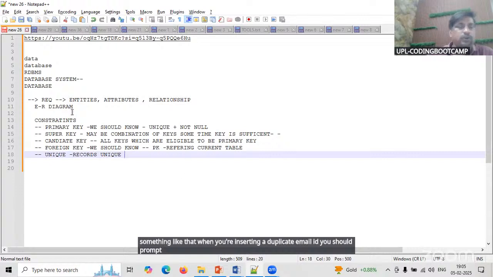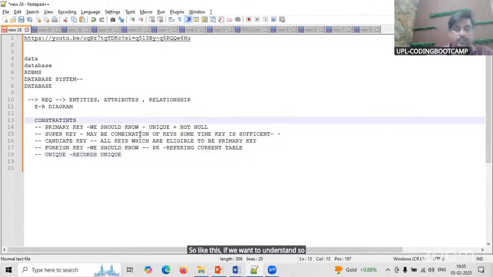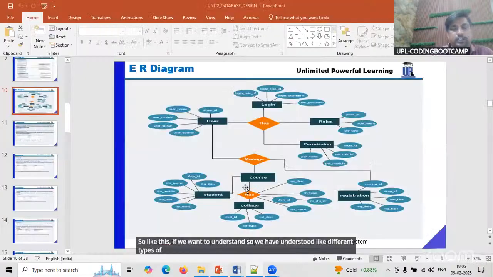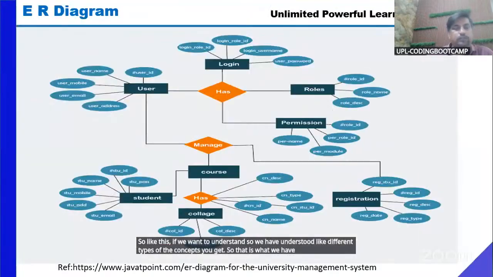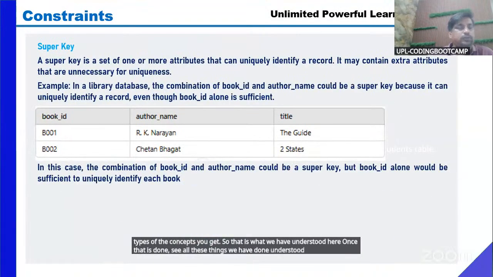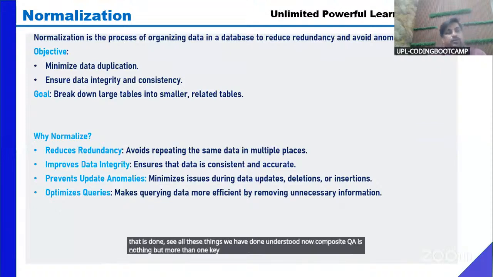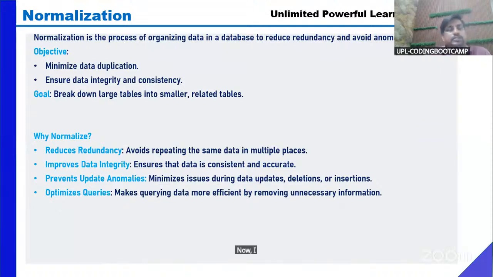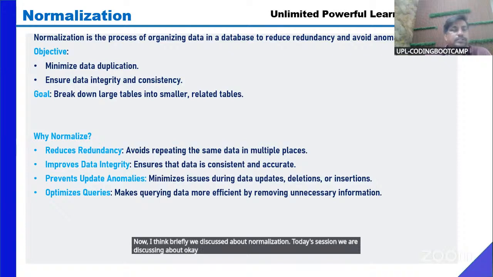So like this, we have understood different types of the concepts here. Once that is done, see all these things we have understood. Now composite key is nothing but more than one key. Now, I think briefly we discussed about normalization. Today's session, we are discussing about, okay, if I am a person who wants to design the database, what exactly we are trying to do, that is called normalization.